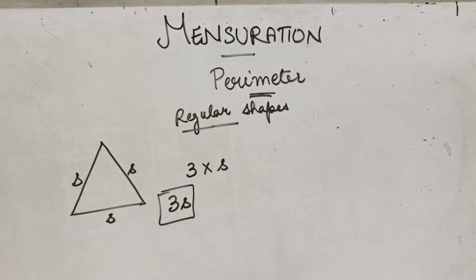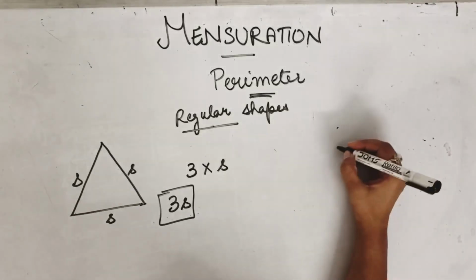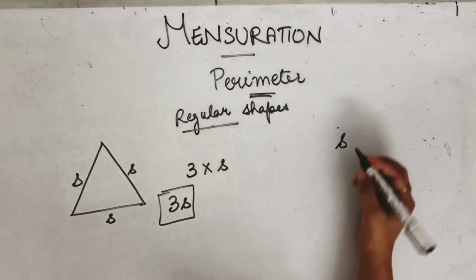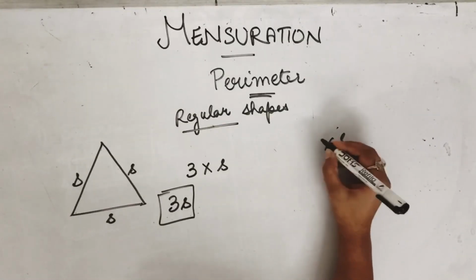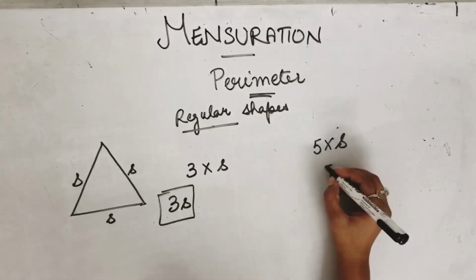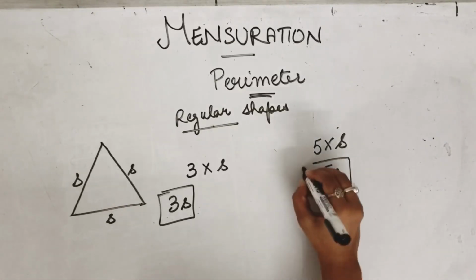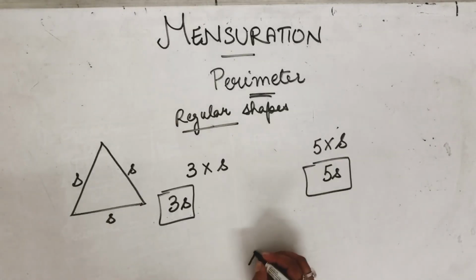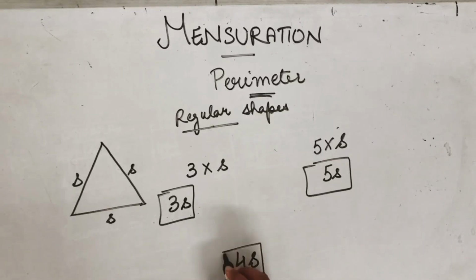Same in case of pentagon. If it is regular, then dimension of the side, let's say, is given S, and how many sides are there in regular pentagon? 5. So you will multiply S by 5. So formula will be 5S. Regular quadrilateral means quadrilateral having 4 sides, and let's say dimension of each side is S. So formula will be 4 into S.